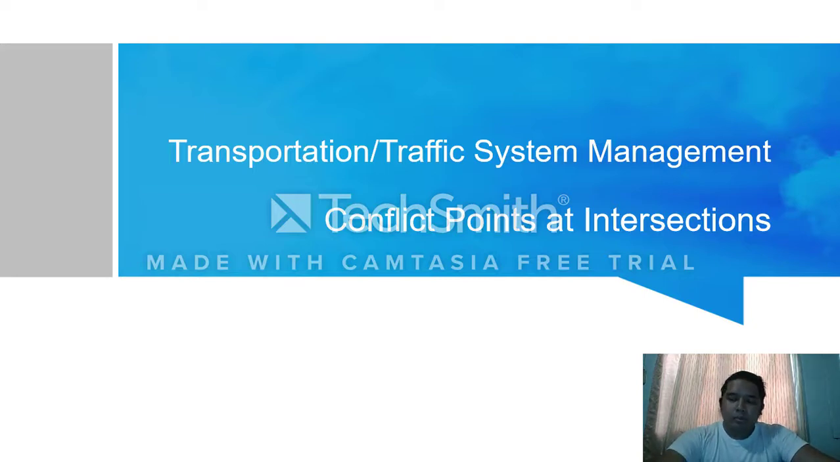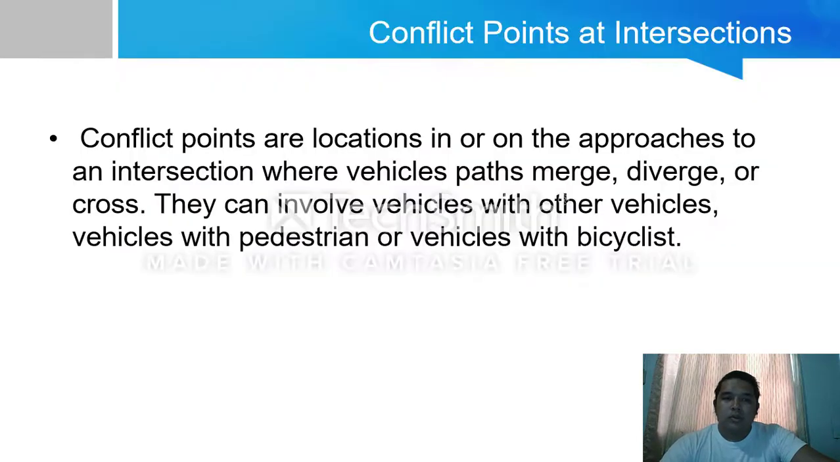So, today I'm going to discuss transportation or traffic system management, conflict points at intersections. Conflict points are locations in or on the approaches to an intersection where vehicle paths merge, diverge, or cross. They can involve vehicles with other vehicles, vehicles with pedestrians, or vehicles with bicyclists.